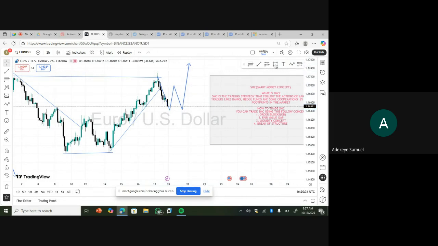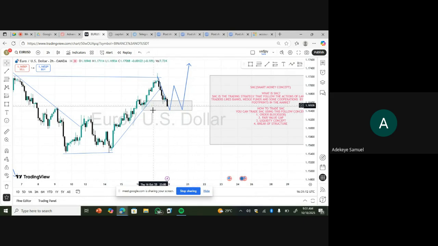It's because of the order block that we have here. But I'm not sure yet that the market will respect this order block. And remember, when an order block fails, the order block turns into a breaker block. A breaker block is when an order block fails, so that order block now turns into a breaker block.